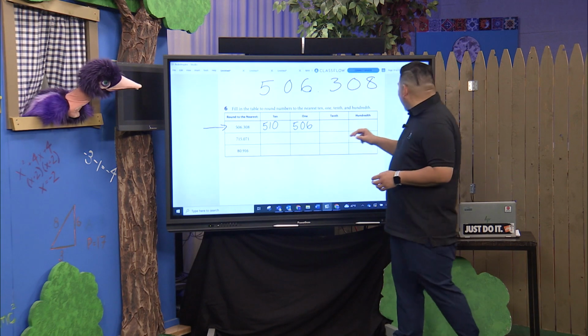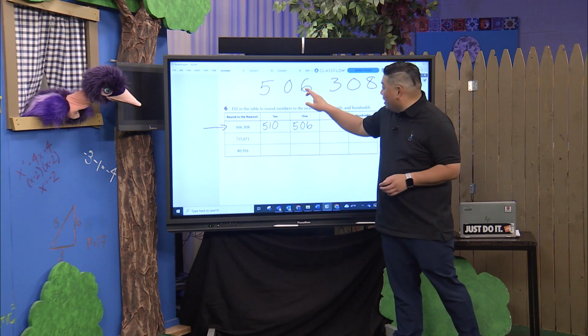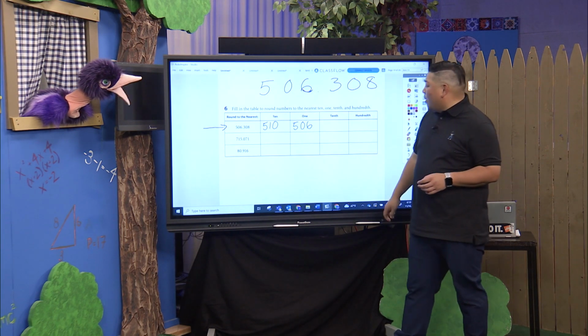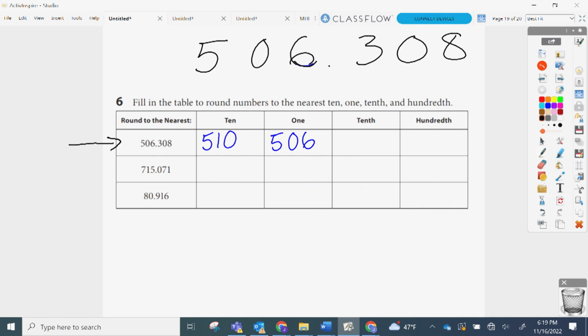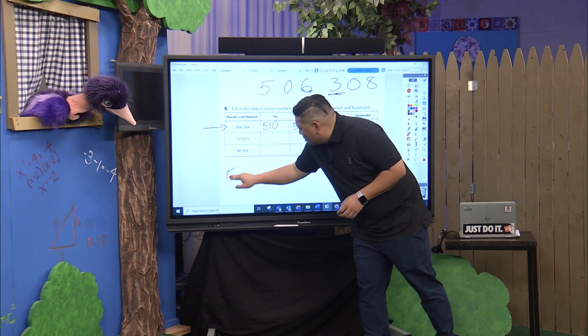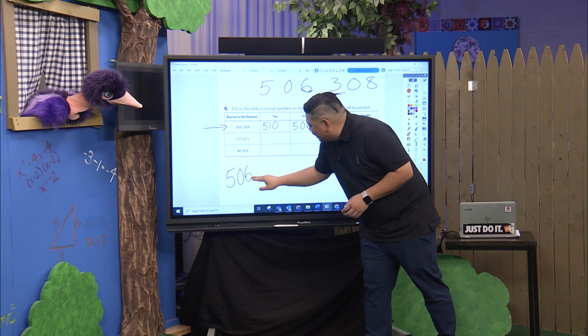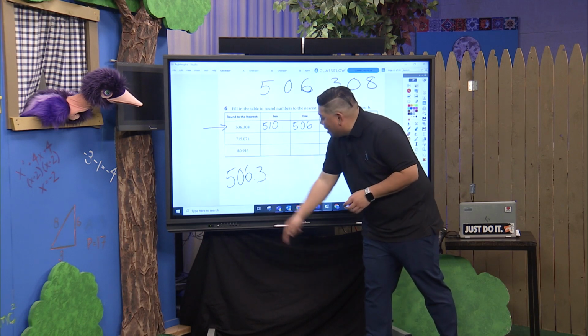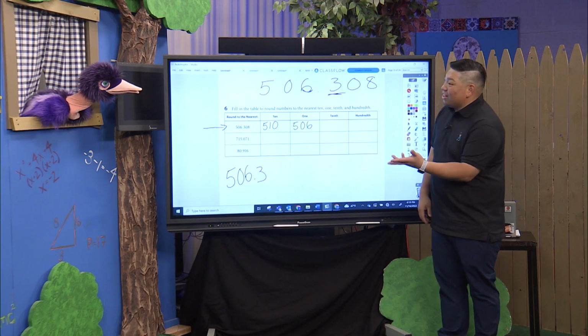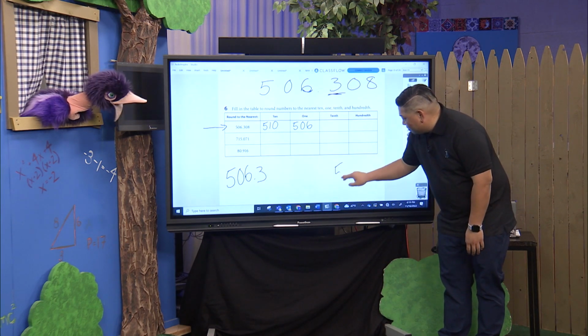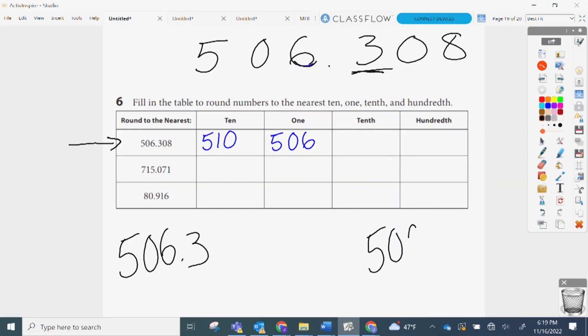We did our 10s, we did our 1s. Now we have to round to the nearest tenth, which is right here. So that means we're either going to be 506 and 3/10, or what's the next tenth? 506 and 4/10.